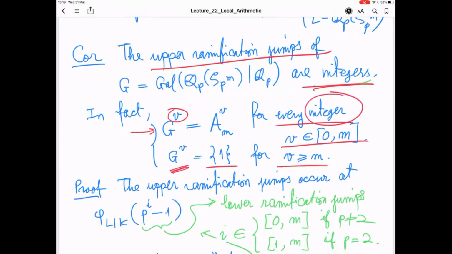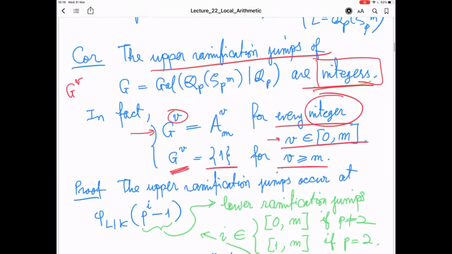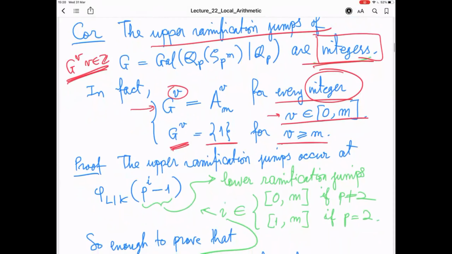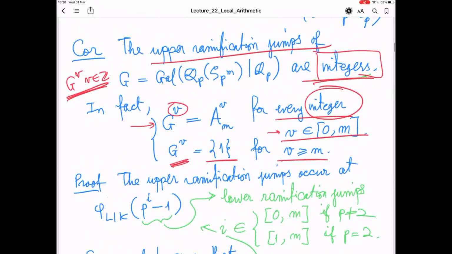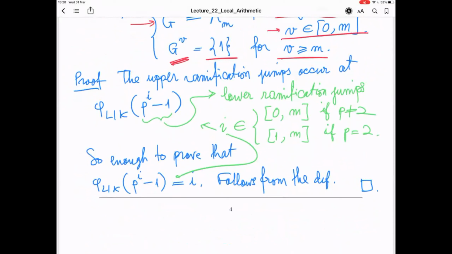Why am I specifying it only for integers v? Because the breaks occur only for integers. Therefore, this filtration is uniquely determined if I specify what the groups G^v for v in Z are. If the breaks had occurred somewhere else, then this information would not be sufficient to determine the filtration. So why do the breaks occur at integers? We don't know. We just have to compute.